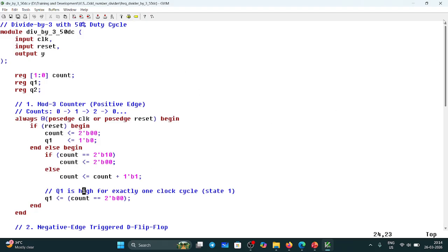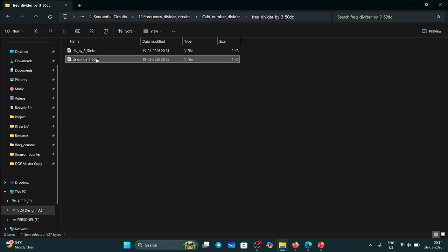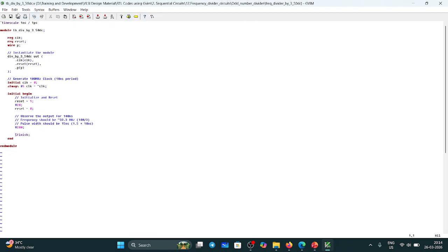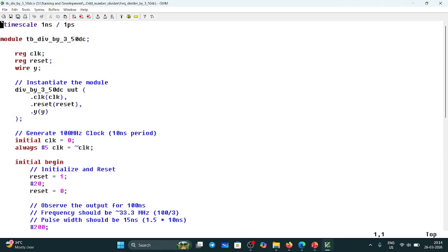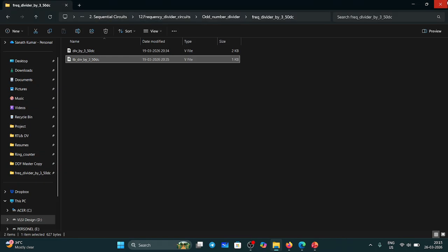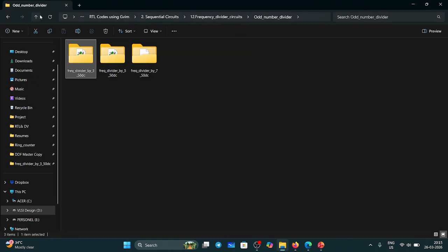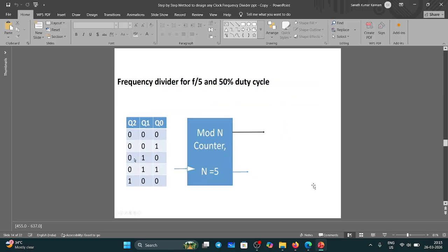Shall I tell the test bench or is it not required? Same only. Yeah, 5 steps only we need to follow. So you need to initialize the internal variables, instantiate your design, generate the clock and apply the stimulus. Okay, so this is the test bench. And next we have seen the divide by 5 circuit with 50% duty cycle, no?